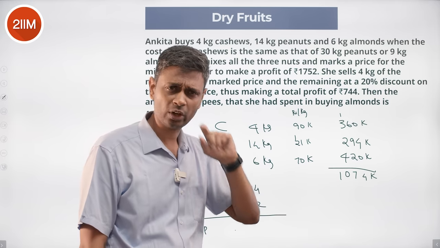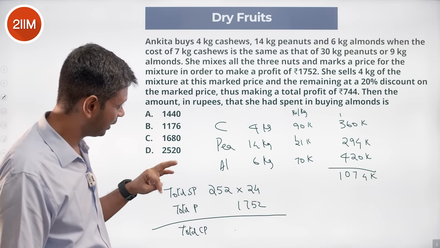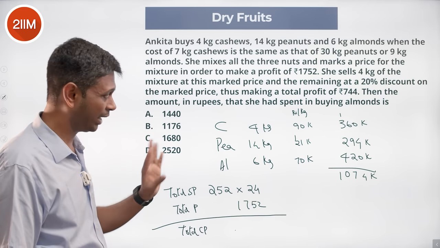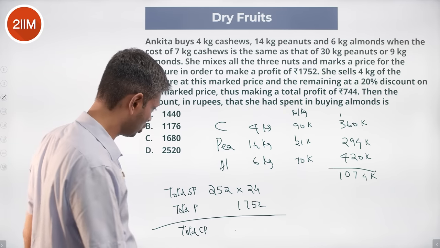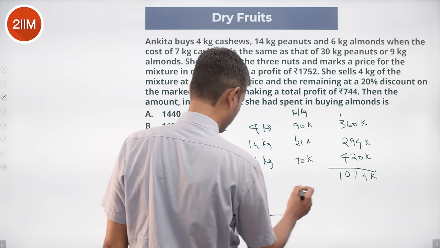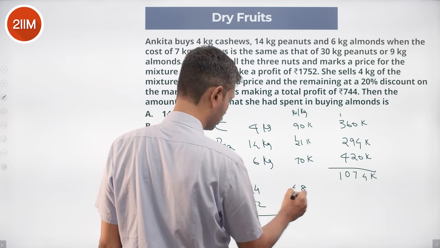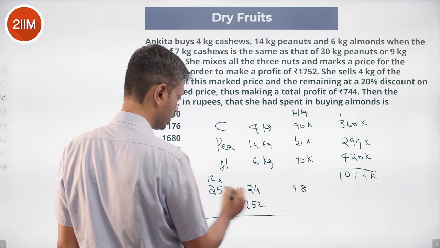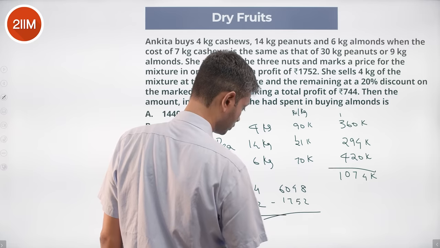So it's a right royal pain in the neck. So let's figure this out. 280, 294, everything seems to be fine so far. I don't think we've made any computation mistake yet. So 252 into 24: 24 twos are 48, 4, 120, 124, 12, 48, 60, 6048 minus 1752.